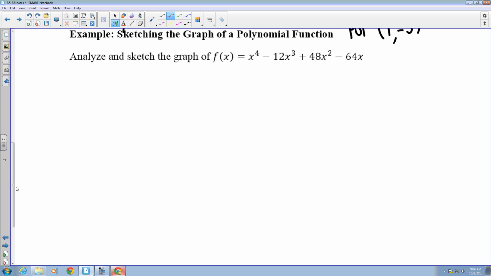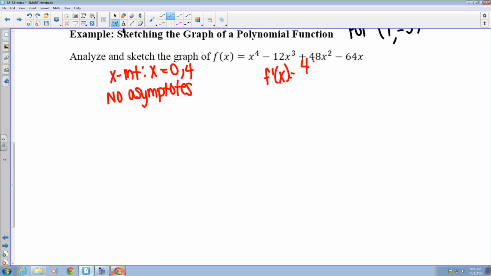So next one, we need to do the x-intercepts. Those occur at 0 and 4. And no asymptotes at all. Do the first derivative. I'm going to factor it out. Leave it in factored form, I mean, so we can find the critical points easier algebraically.